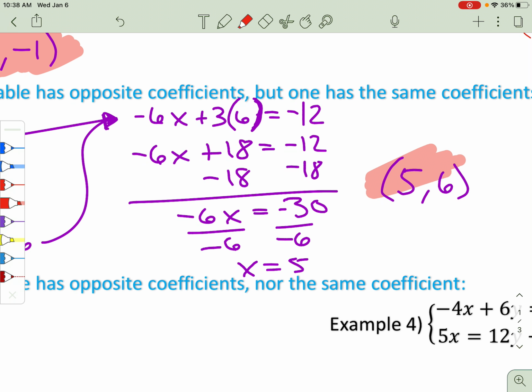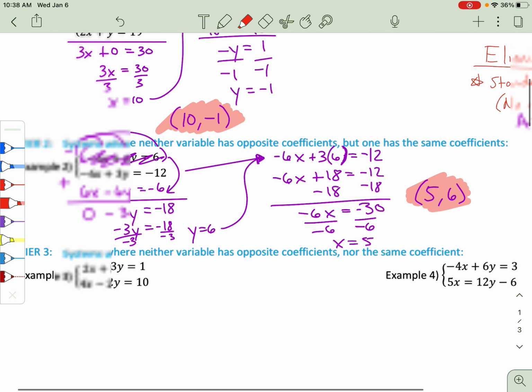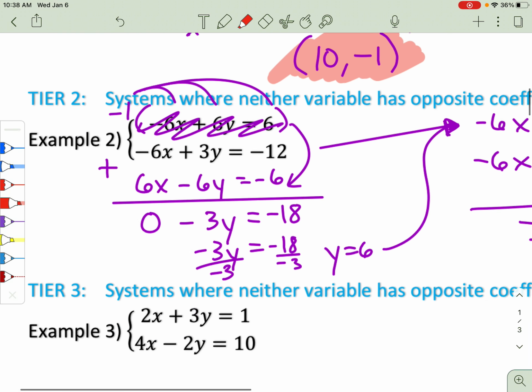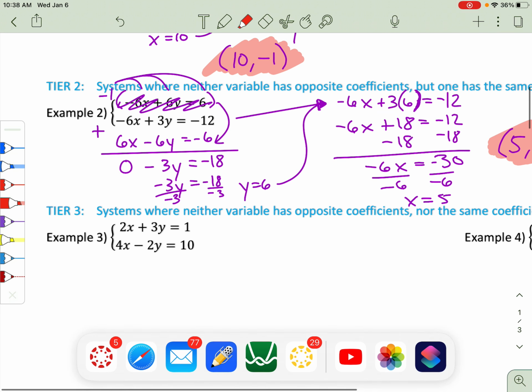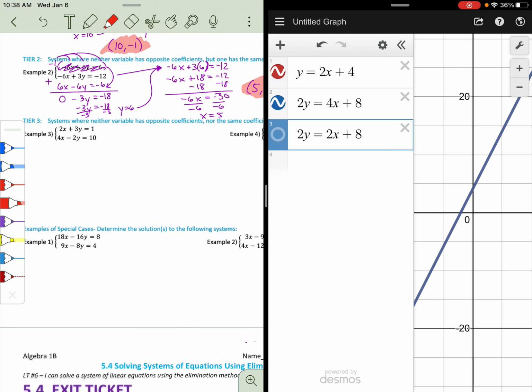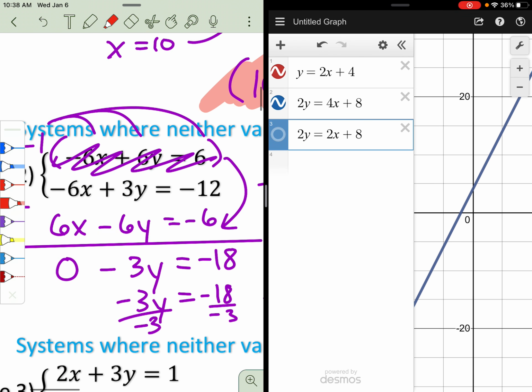Now, if you are curious if you got the right answer or not, there is a way that you can check it. Take your equations, plug them into Desmos. So for instance, in this example, example number 2, we want to see if 5 comma 6 is the solution. We're going to plug it in.